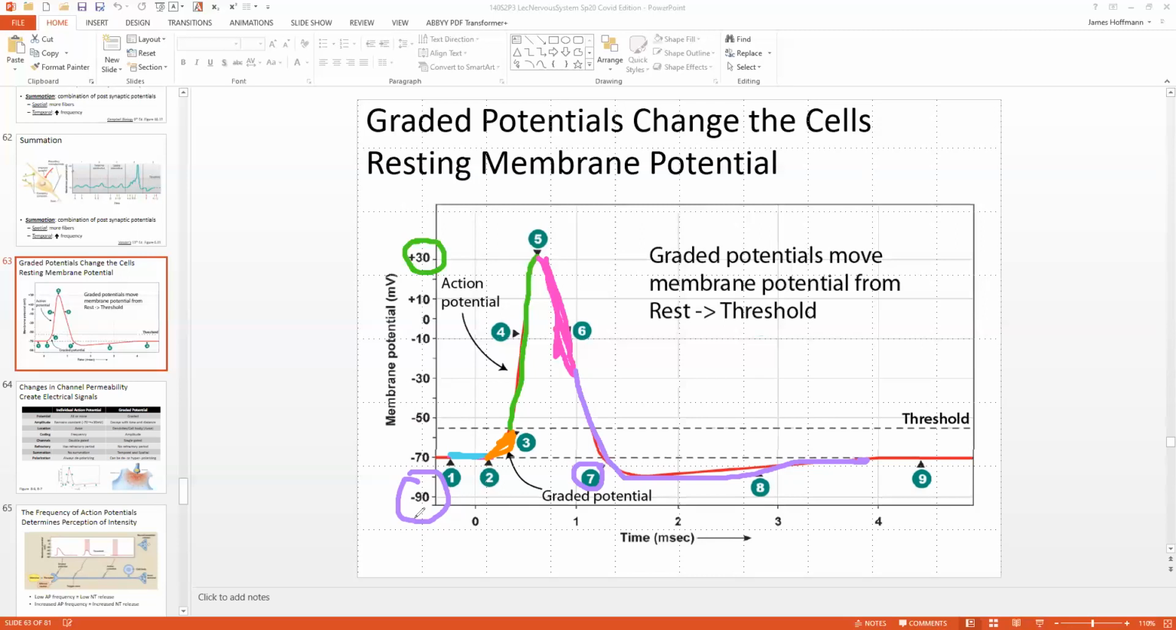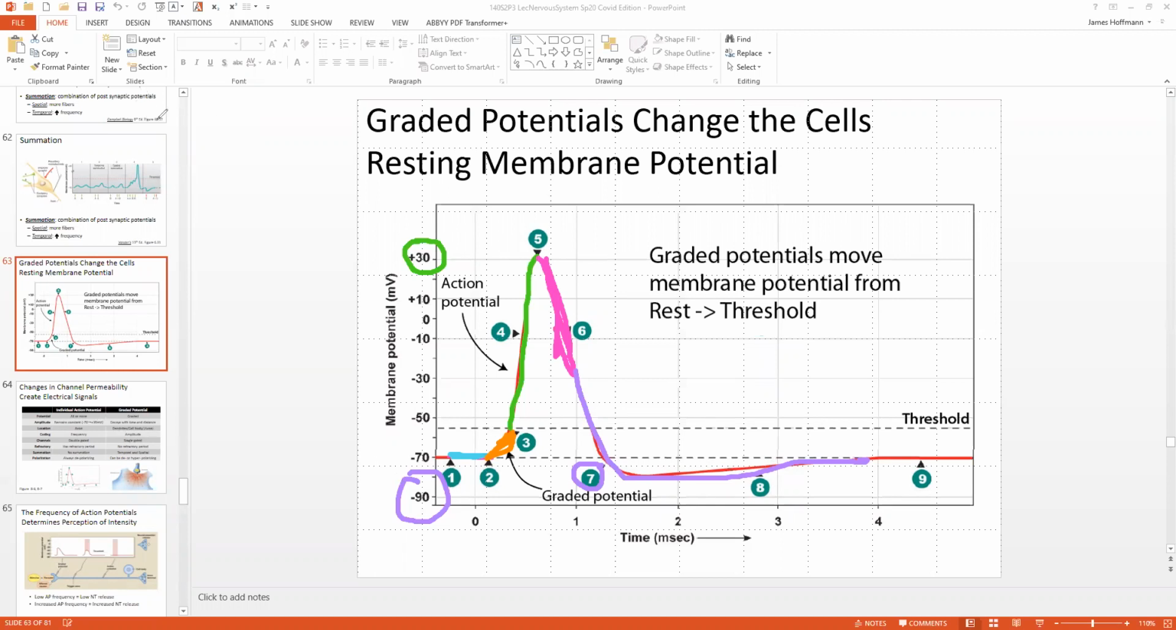So as the inside of the cell becomes more negative as potassium leaves, it starts to be attracted to the negative charge, because potassium is a cation. And so it gets harder and harder for potassium to leave until eventually the charge inside the cell is equal and opposite to the chemical gradient of potassium leaving. And so that's called the equilibrium potential. And for potassium, it's at minus 90.